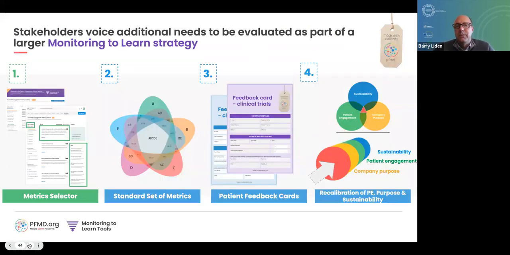Where we think that this broader monitoring to learn strategy needs to go right now is, you've heard a bit about this metric selector. That's the first bucket over here on the left-hand side. And we want to start to get some ideas from you as to what else we need to develop as a community to make sure that this approach is adopted. And I'll give you a quick example.